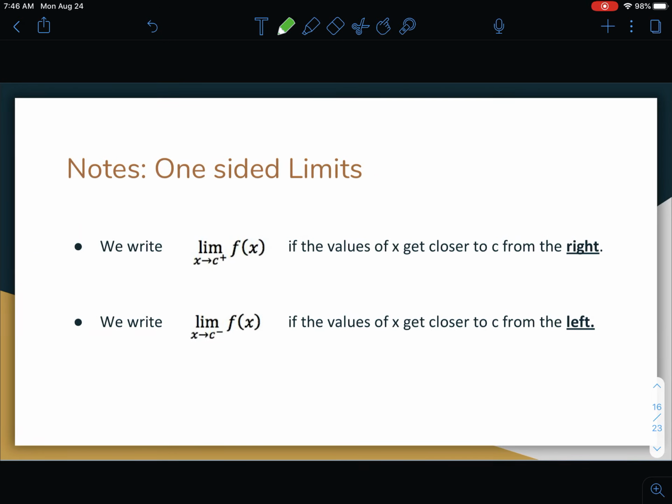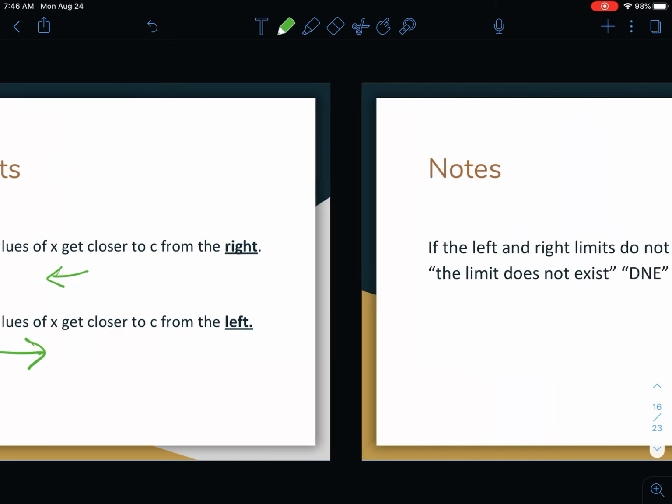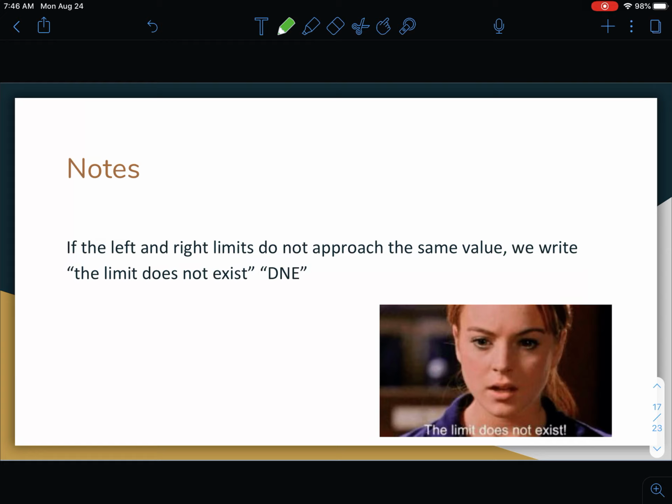First of all, our one-sided limits, these are our definitions you're going to write in your notes. We have the limit of f of x as x gets closer to c from the right. Again, we're traveling in from the right on the graph. And then the limit of f of x as we get closer to c from the left. So we're traveling in from the left. When the left and right hand limits do not approach the same value, we write the limit does not exist, and this is your shorthand for that.